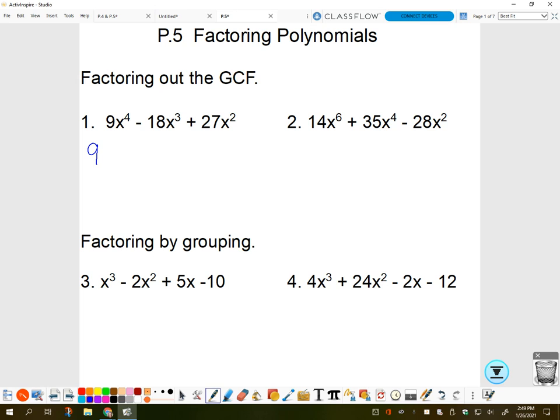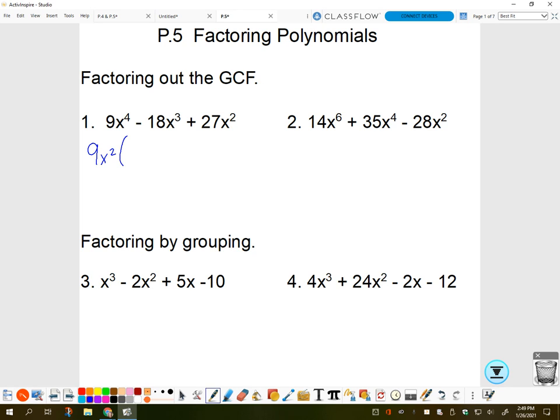All right, and then you look at the variables. Everybody has an x, and you take out the smallest amount. The smallest amount of x's is going to be the GCF. So you have 4, 3, 2. So your GCF will have an x squared. Because 9, 18, and 27 are all divisible by 9, and because x to the fourth, x to the third, and x squared can all be divided by x squared without getting a negative exponent, that's going to be our GCF.